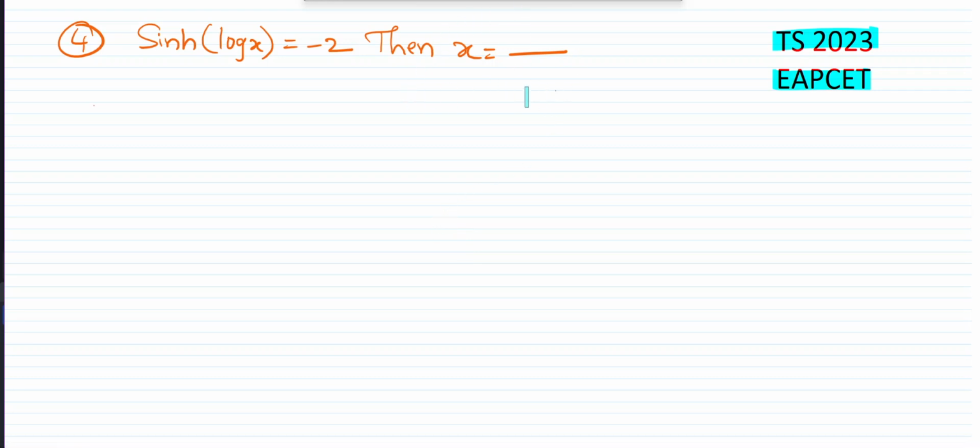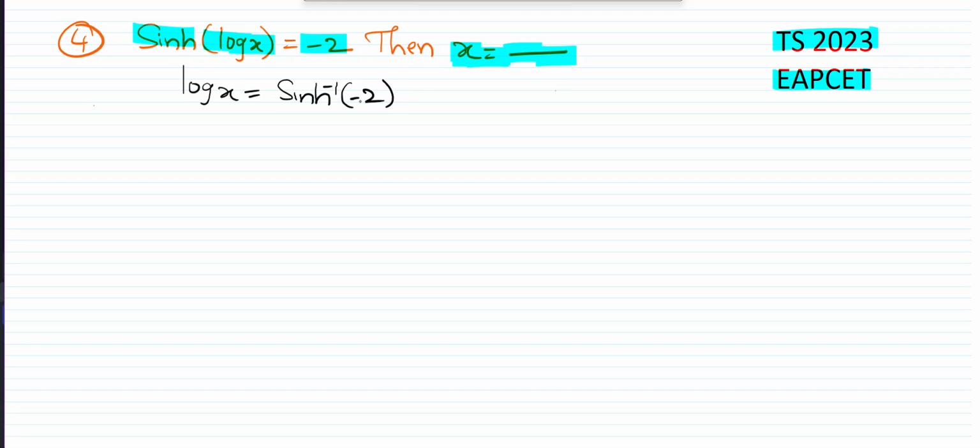This is the fourth question from hyperbolic functions. Tips and Tricks 23 question. Here it is given sinh of log x is equal to minus 2. Then x is equal to dash. This is the question. So sinh of log x is equal to minus 2, which is written as log x is equal to sinh inverse of minus 2. We know that the formula for sinh inverse x is log of x plus square root of x square plus 1.